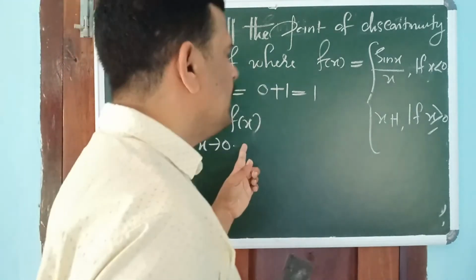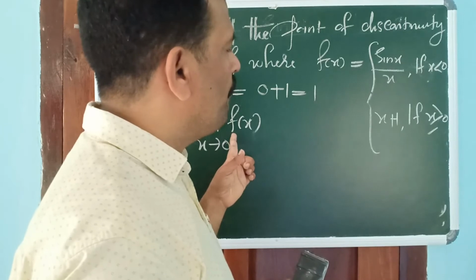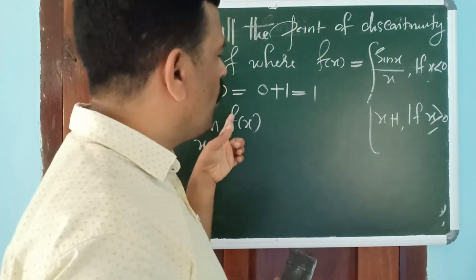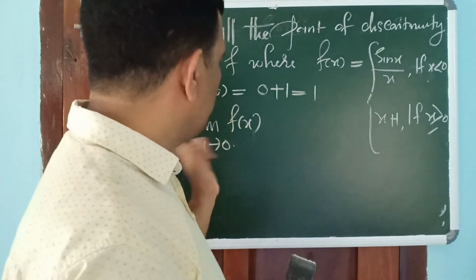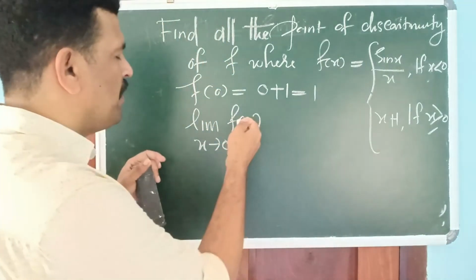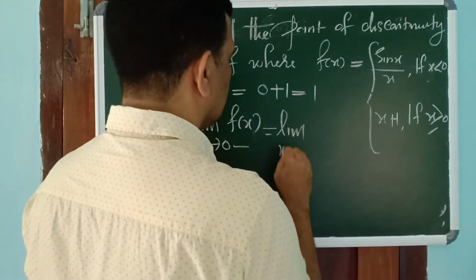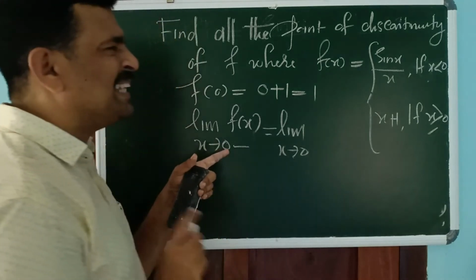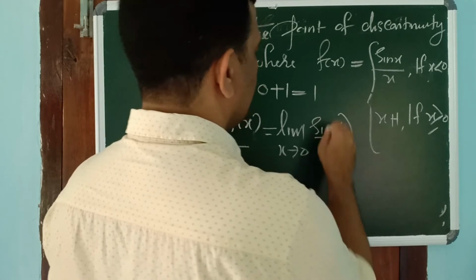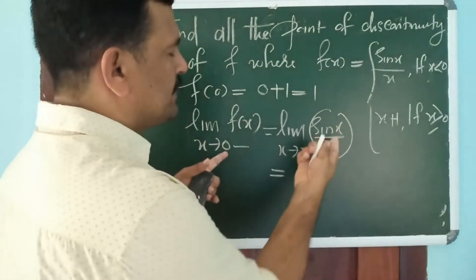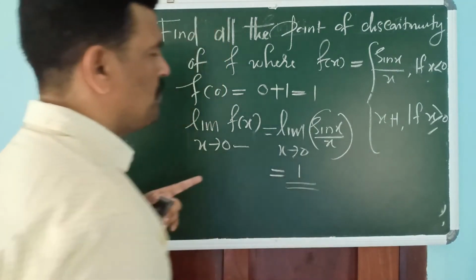Here x tends to 0 means x is approaching 0 and it is greater than 0 or less than 0. So, we can find the left limit first. That is limit f of x, x tends to 0 minus. That means x is going to 0 and less than 0, the function is sin x by x. This we have already studied in our plus 1, limit sin x by x, x tends to 0 is equal to 1. Therefore, we get left limit equal to 1.